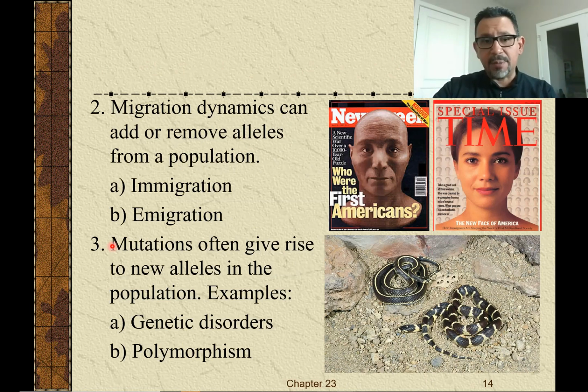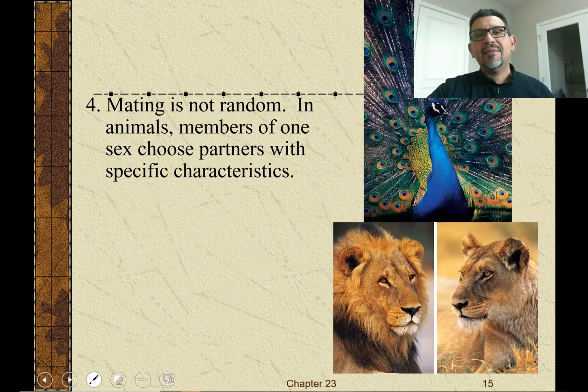Small populations can be susceptible to genetic drift. There can be migration, emigration, going out, or immigration coming in. Mutations can also produce new alleles that will change the gene pool of a population. What else is there? Mating.